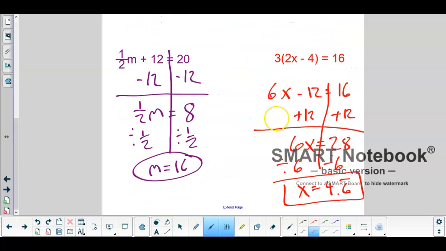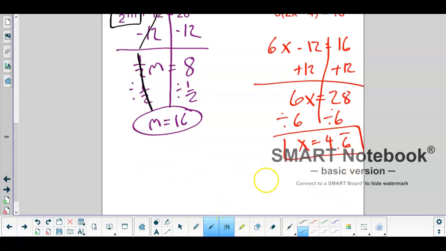As for the two on the bottom, the one on the left-hand side, we had 1/2 times m plus 12 equals 20. Again, my goal was to try to get this m by itself. Well, what's being done to m? It's being added by 12. So the first step I used was to get rid of my plus 12 by subtracting 12. 20 minus 12 equals 8. 1/2 times m equals 8. The inverse operation of multiplying by 1/2 would be to divide each side by 1/2. 8 divided by 1/2 is 16.